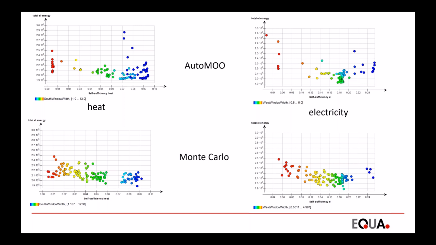The difference between the Monte Carlo runs and the Automo runs, so Automo to the top and Monte Carlo to the bottom, does not seem to be big at first glance, but we can, for instance, find more dots in the lower right corner where the optimal cases are, like here, and also here, compared to the lower diagrams.